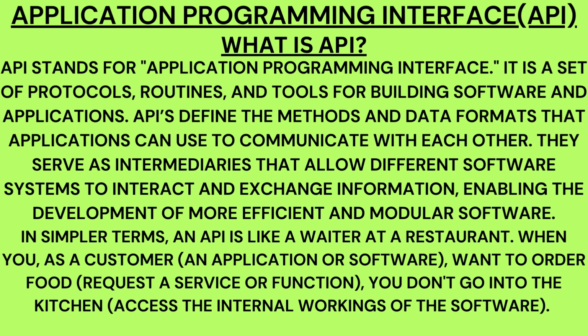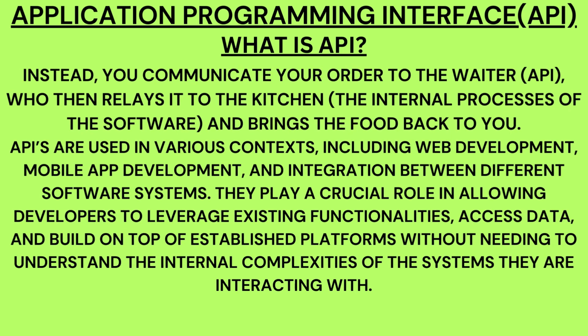For example, in simple terms, an API is like a waiter at a restaurant. When you, as a customer, an application or software, want to order food, request a service or function, you don't go into the kitchen, access the internal workings of the software. Instead, you communicate your order to the waiter, the API, who then relays it to the kitchen, the internal processes of the software, and brings the food back to you.